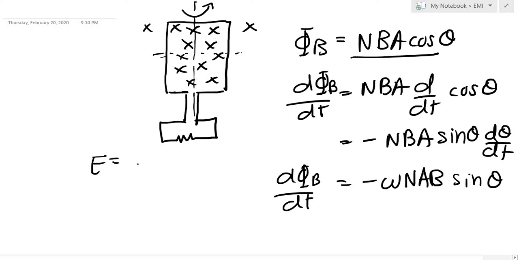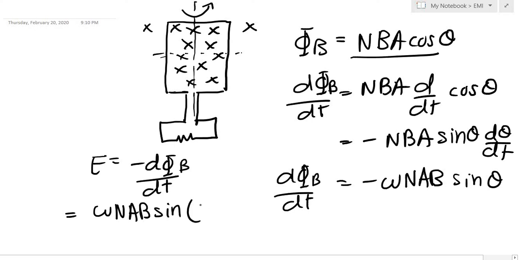By Newman's law, we know the negative d phi over dt is the magnitude of the EMF, so the EMF is omega NAB sine theta, and I prefer to write theta as omega t. Now this will stay a constant because it depends only on the nature of the initial coil. It's E naught, call it E naught sine omega t.